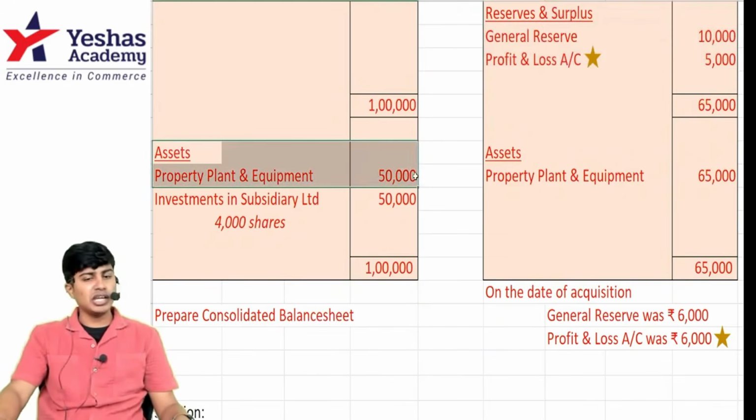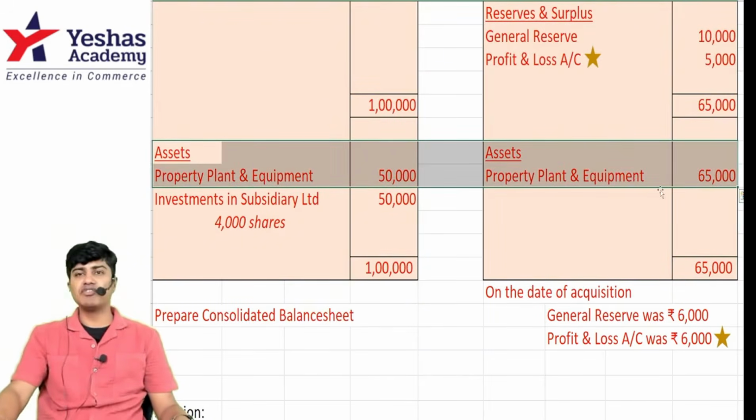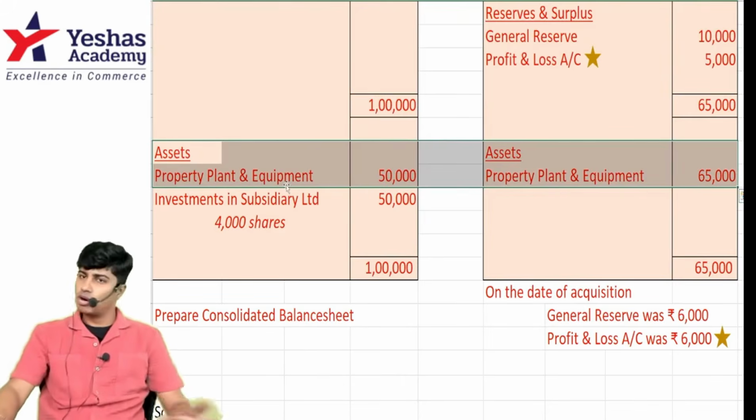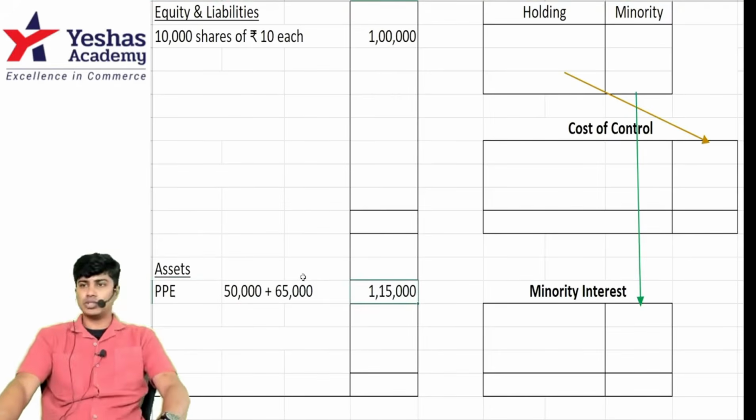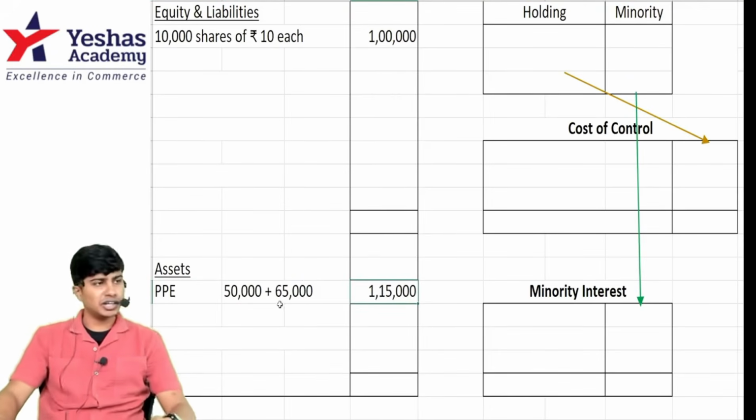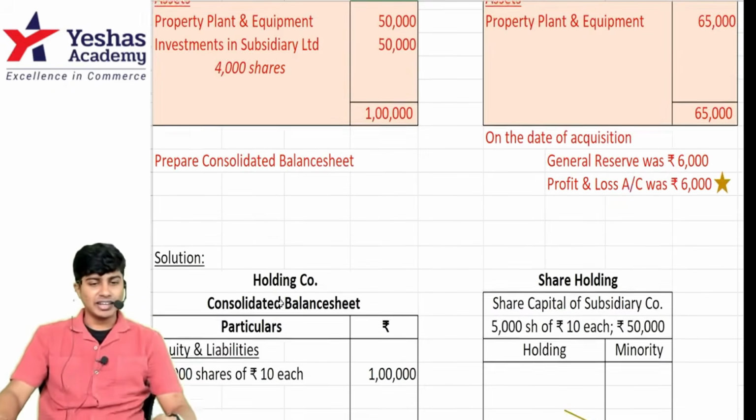Assets, PPE 50. Assets, PPE 65. 50 plus 65. No adjustments. Straight away read it in the balance sheet. Asset side, PPE 50 plus 65, 1,15,000. Tomorrow, PPE will become very interesting.